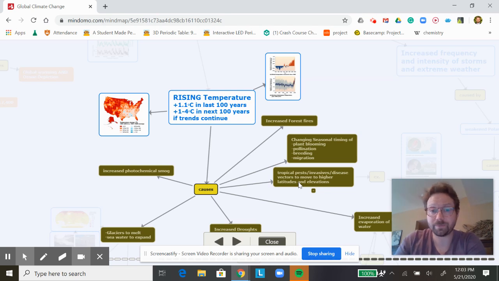Interestingly, it will also change the seasonal timing of planting, plants blooming, pollinators, breeding, and migration. And if you increase the temperature, it's going to expand the range of where pests and invasive species and disease vectors like mosquitoes can live. So you'll see the spread of disease happen in places that weren't normally showing that disease.